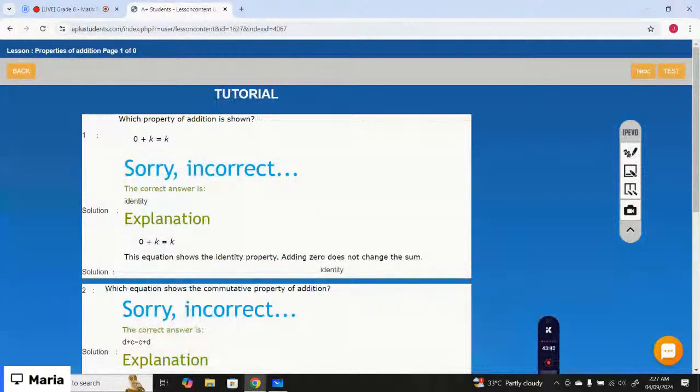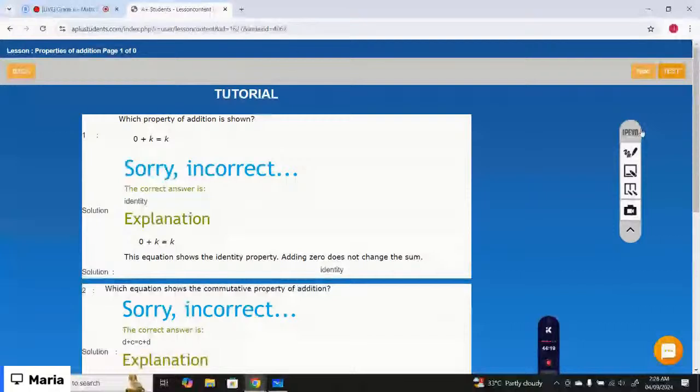Which property of addition is shown? 0 plus k is k. So which is the correct option? That is the identity property, right? When you add 0 to a number, the number stays the same. That is the identity property of addition, right?